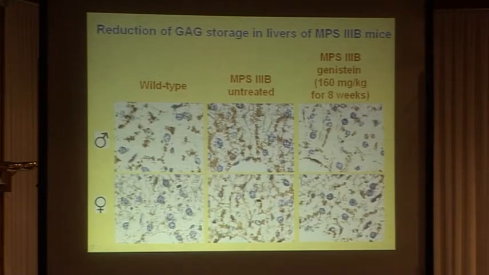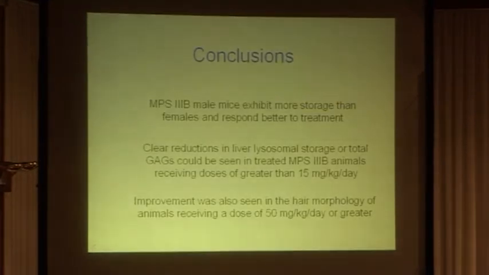And here is the same mouse treated with genistein for 8 weeks, and the picture is similar to the healthy one. The third is the final result after using 160 milligrams per kilogram for 8 weeks, and the GAG accumulation looks healthier, comparable to the healthy mouse. So the main conclusions are that we can get improvement in mice, especially at higher doses of genistein. The higher the dose of genistein, the more the mouse improves. So then we can start the long-term experiment in which we treat the mice for 1 year.